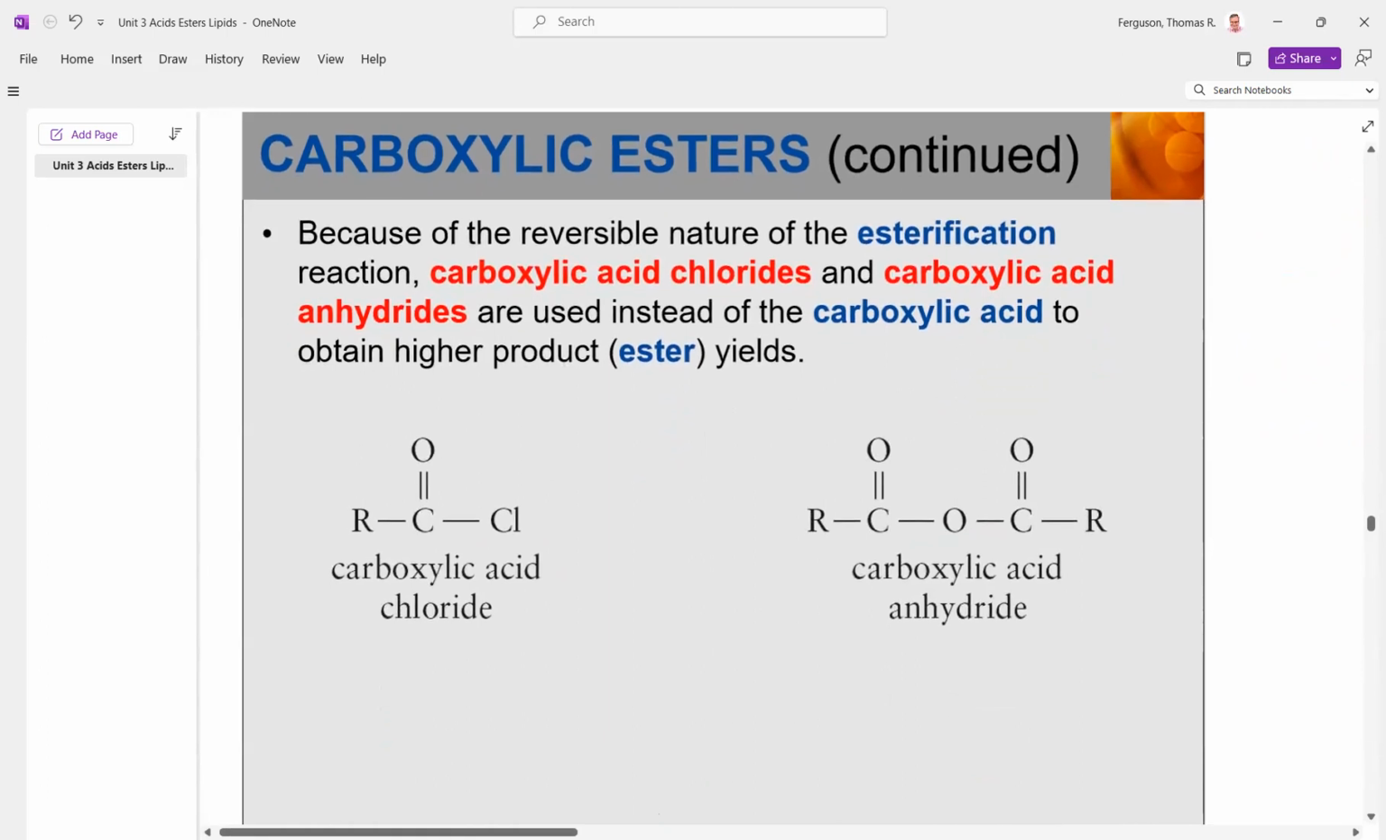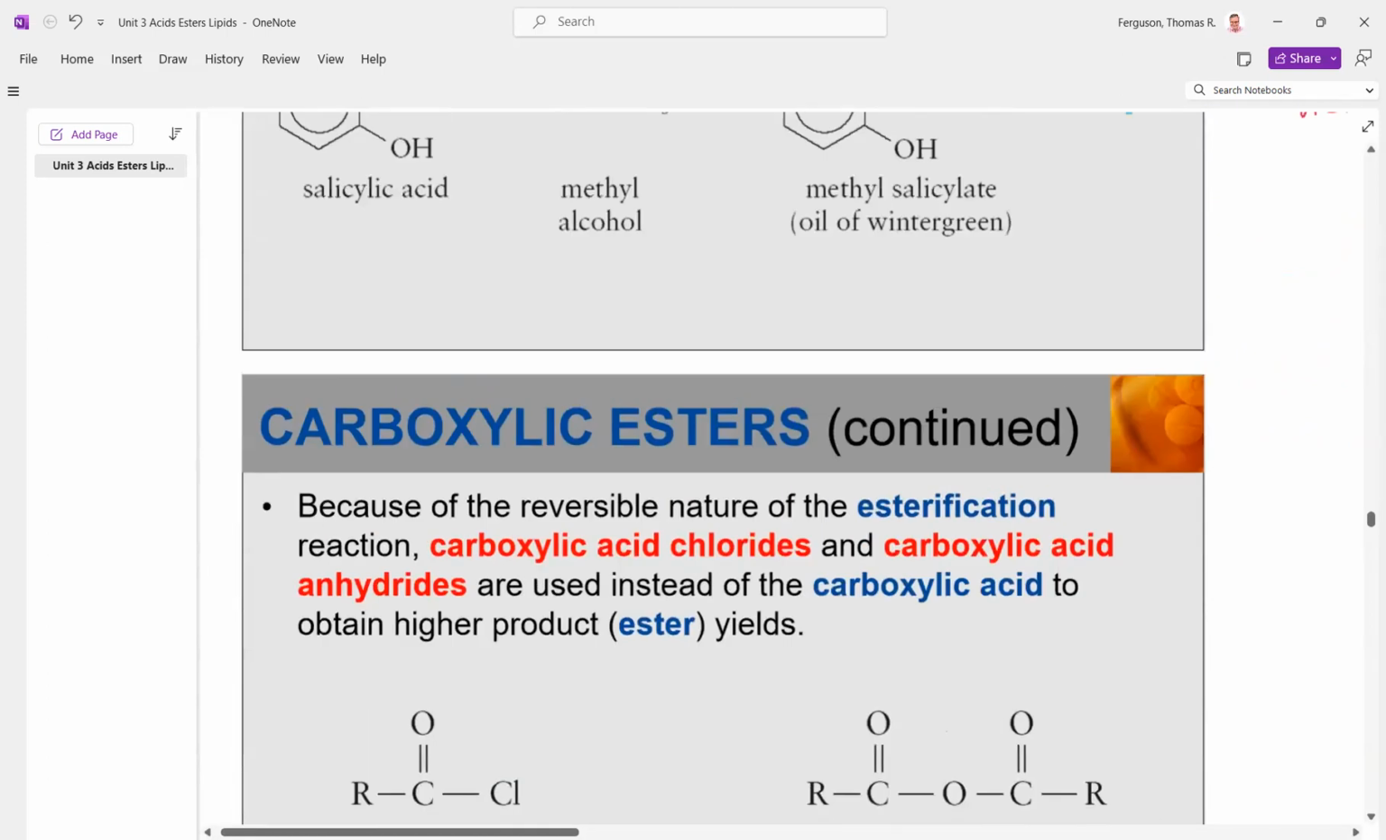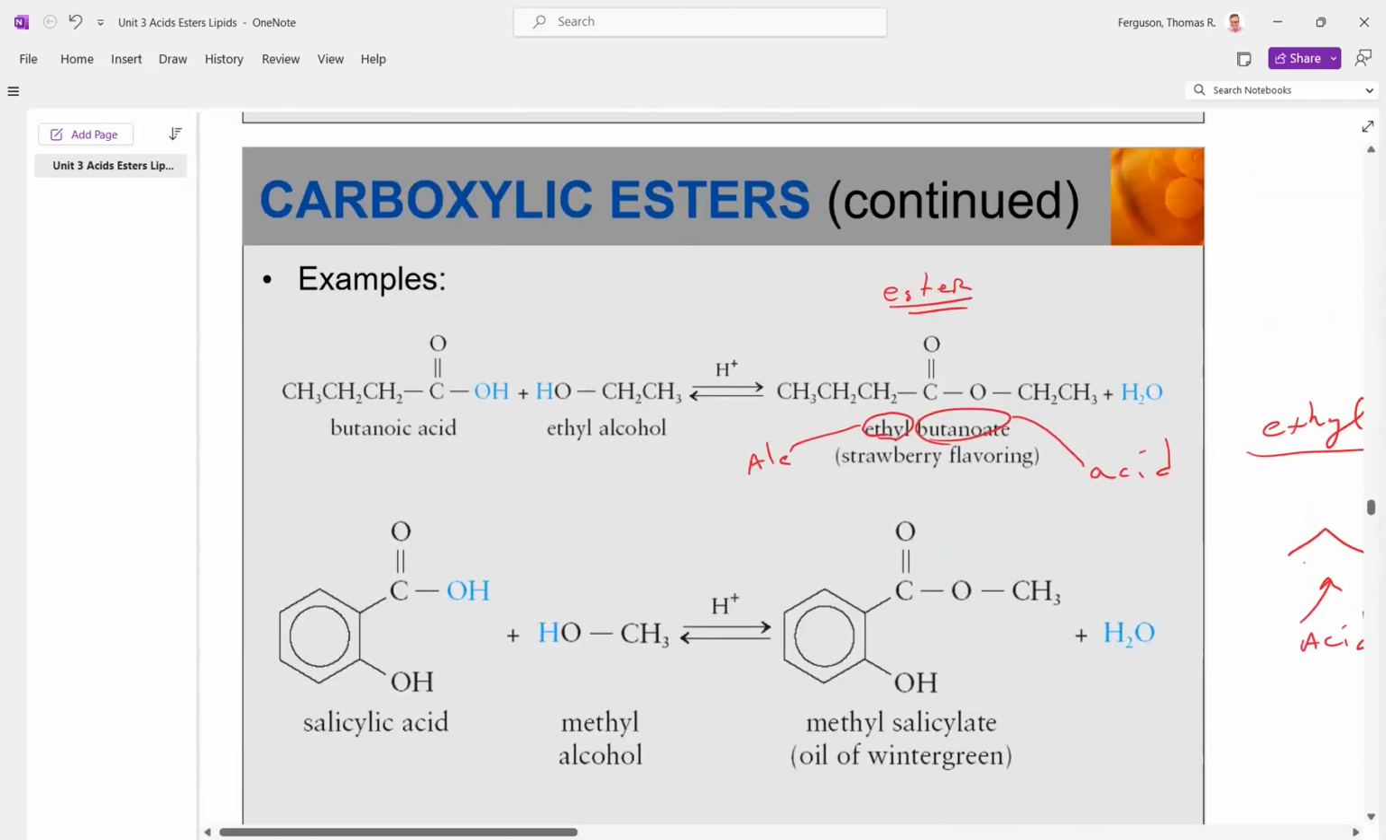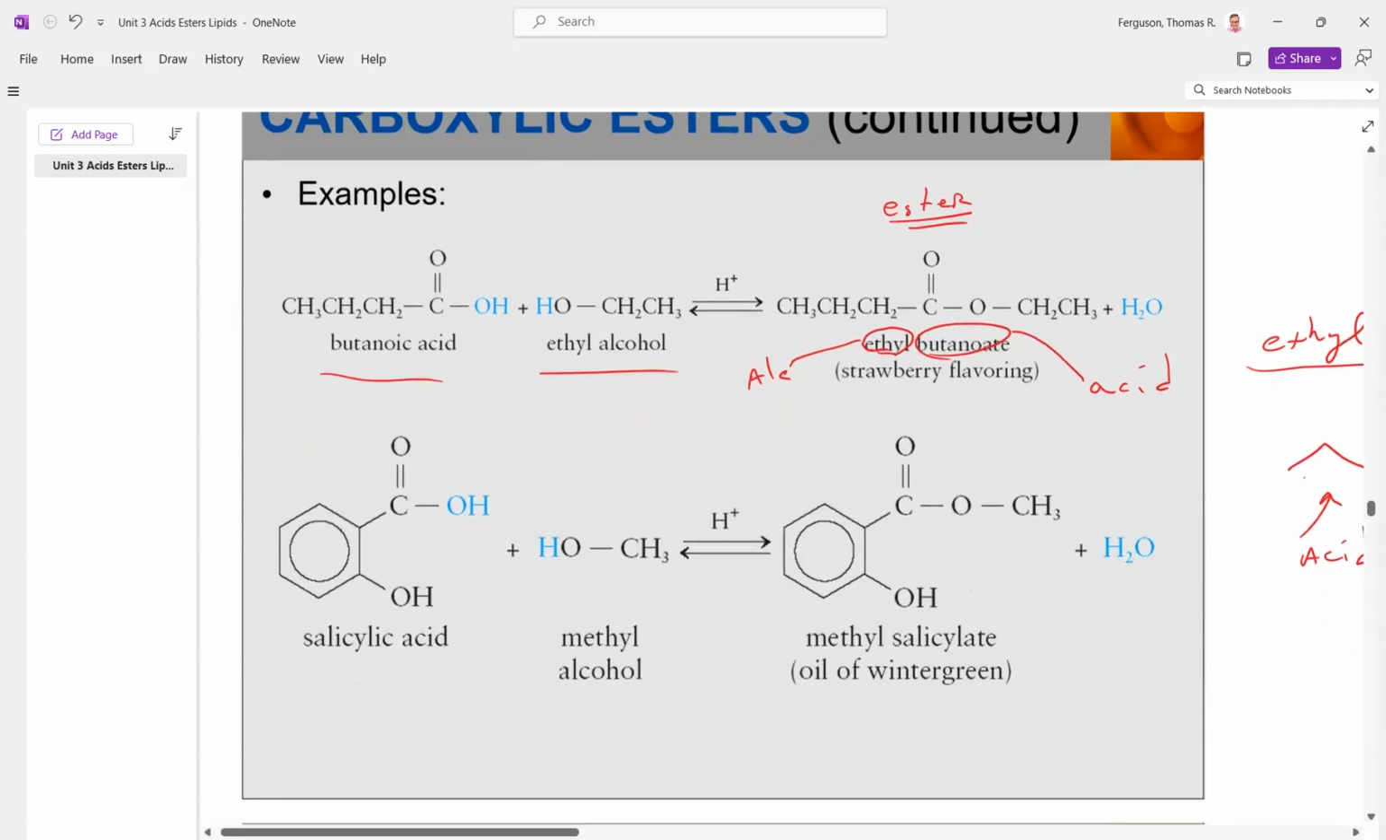Now, there are 3 ways to make an ester. In lab, we're using the middle one, but there are 3 ways to make an ester. The poorest way is you start with the acid and the alcohol, like up here. Acid, alcohol. You get the smallest yield with that. But there are 2 other ways to make an ester.